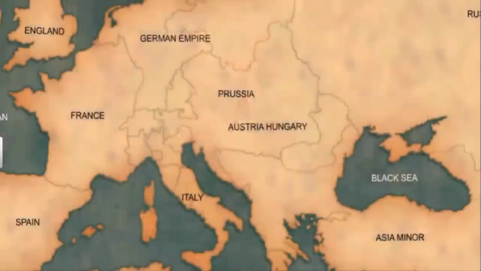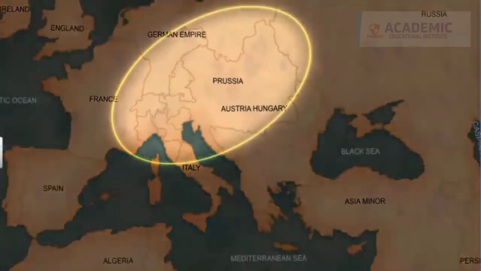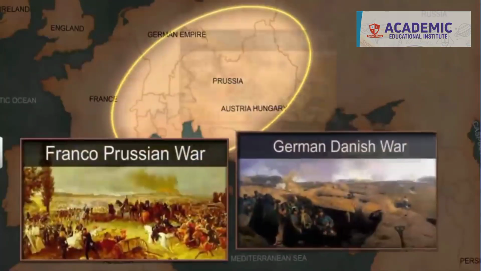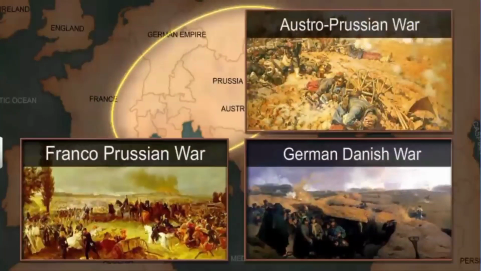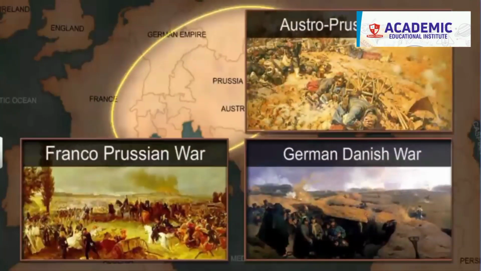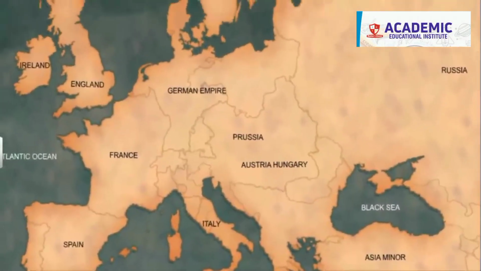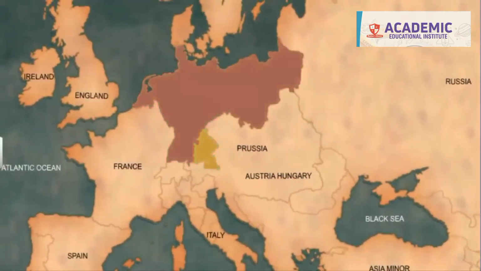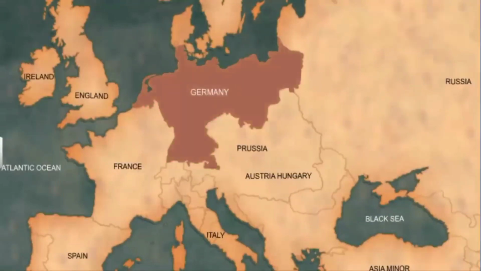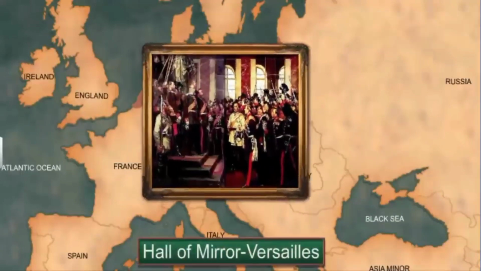To achieve German unification, 3 wars were fought over a period of 7 years, between 1864 and 1870. Finally, Prussia emerged victorious and the unification was completed. On the 18th of January, 1871, the King of Prussia, Kaiser William I, was proclaimed the German Emperor at the Mirror Hall in Versailles.